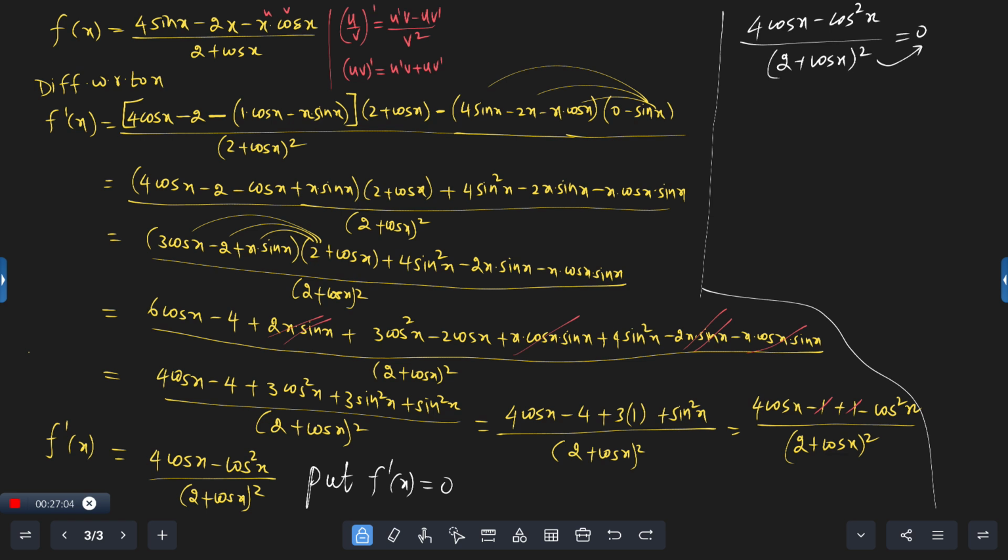When you send the denominator to the other side, everything becomes 0. Now if you take cos x outside, cos x times 4 minus cos x is equal to 0, so cos x equals 0 and 4 minus cos x equals 0. Then 4 equals cos x. Is this possible? 4 equal to cos x is impossible, because what is the range of cos x? Minus 1 to plus 1, so it never goes more than 1. So this is not possible, you write.